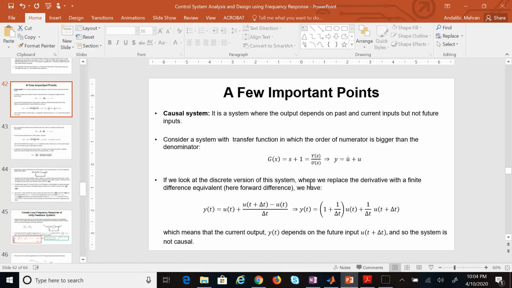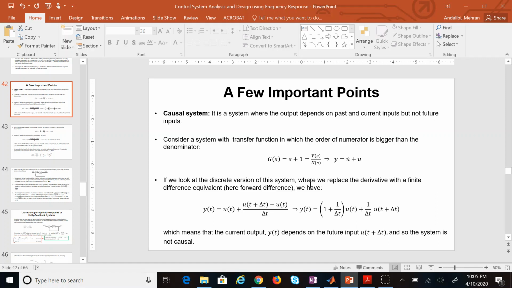First, what is a causal system? A causal system is a system where the output at any time point only depends on the current input and previous inputs. It cannot depend on the future inputs, okay? So in any physical system that you see in the real world, the system will not wait until future values come and then produce a current output. It's not going to happen, right?